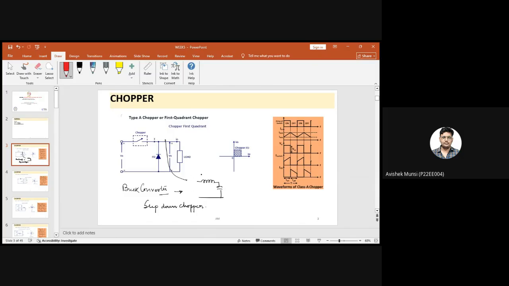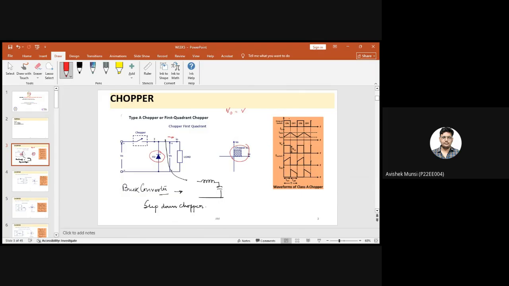So why is it called a first quadrant chopper? Because, as I said, it has an inductive load and a freewheeling diode here. What happens when the chopper is on? The supply voltage V is connected across the load, and when it is off, we will not find any voltage, right? So when the voltage is positive, we have a positive current flowing through it. So it belongs to the first quadrant. So we have the first quadrant chopper.